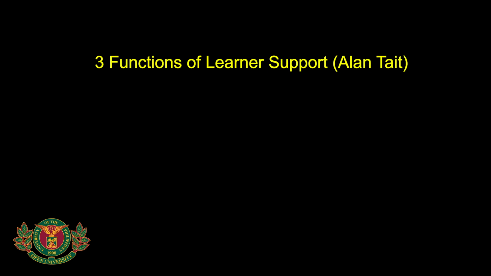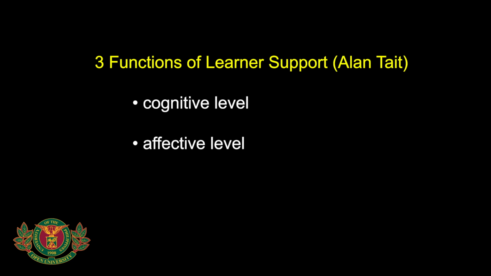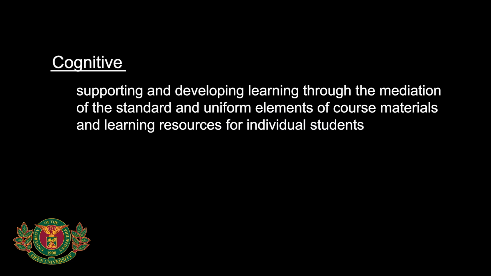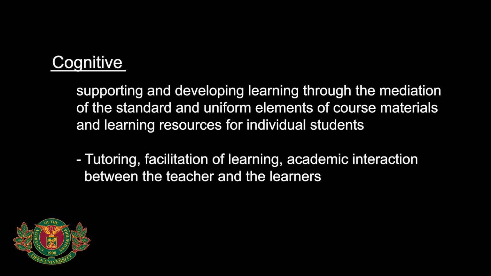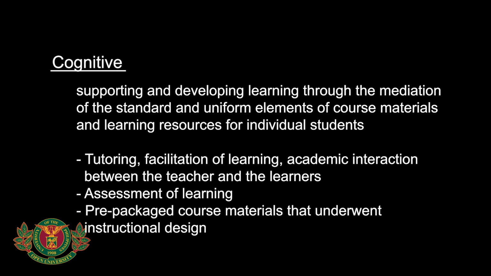According to Tate, there are 3 functions of learner support. So this is on the cognitive level, the affective level, and the systemic level. So when we talk of cognitive, this is about supporting and developing learning through the mediation of the standard and uniform elements of course materials and learning resources for individual students. Among the support services included here are tutoring, facilitation of learning, academic interaction between the teacher and the learners, assessment of learning, pre-packaged course materials that underwent instructional design.